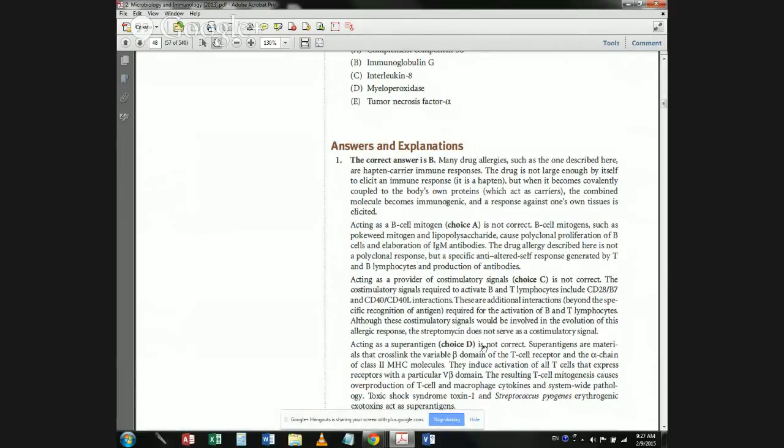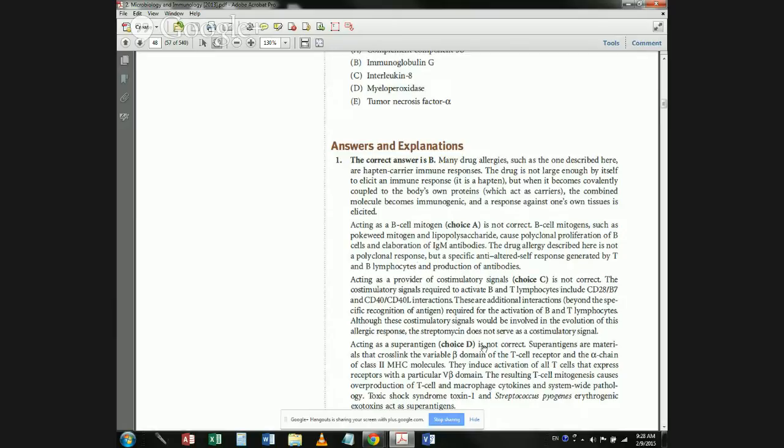The drug allergy described here is not polyclonal, but a specific response, a specific anti-altered-self response generated by T and B lymphocytes and production of antibodies. So you're producing antibodies. It's a full-fledged response. Acting as a provider of co-stimulatory signals is not correct.